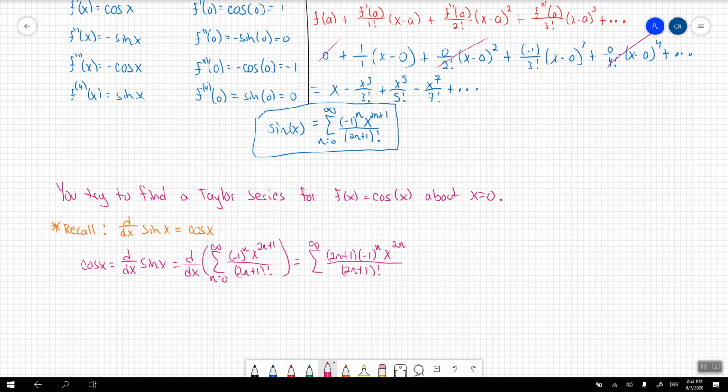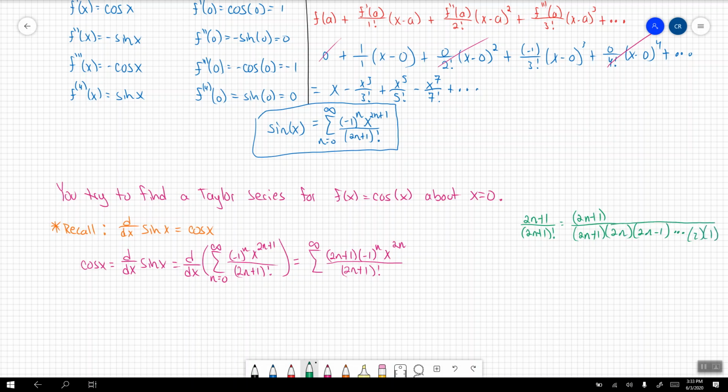So now all we need to do then is observe 2n plus 1 divided by 2n plus 1 factorial. Well, this is kind of nice because for that numerator and denominator, the factorial gets us 2n plus 1 times, subtract 1, we get 2n, then 2n minus 1. And we keep on repeating this till we get to 2 and then 1.